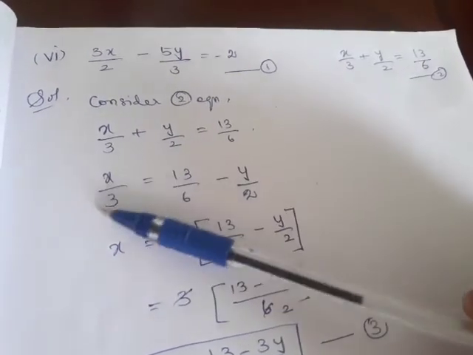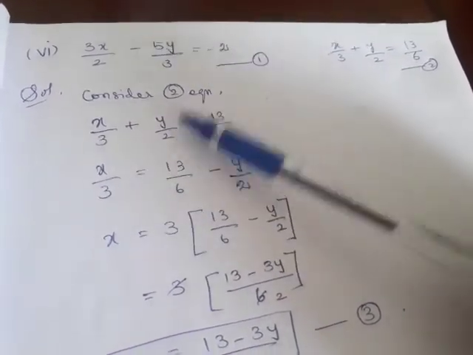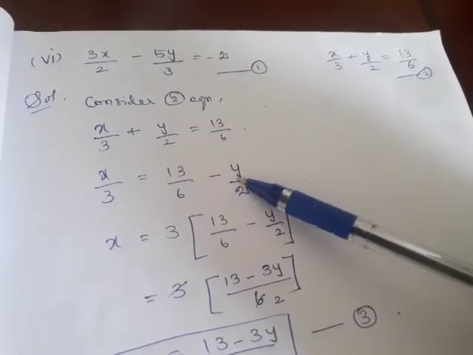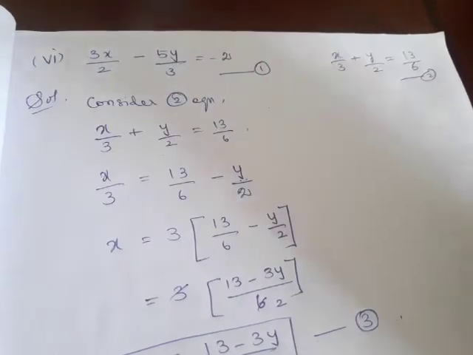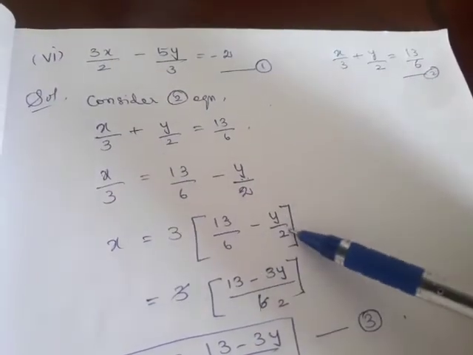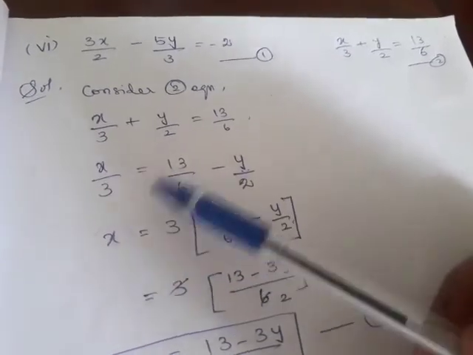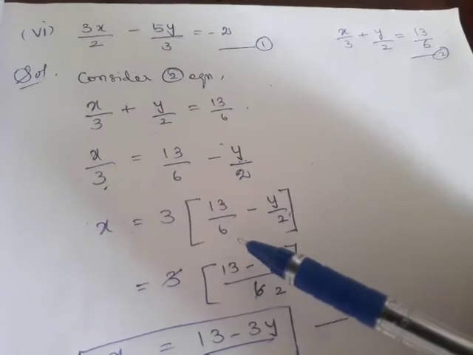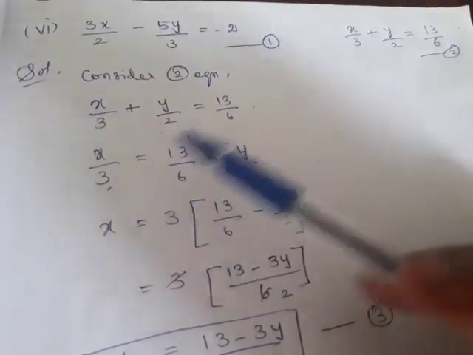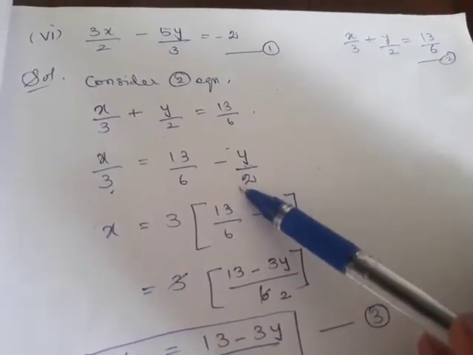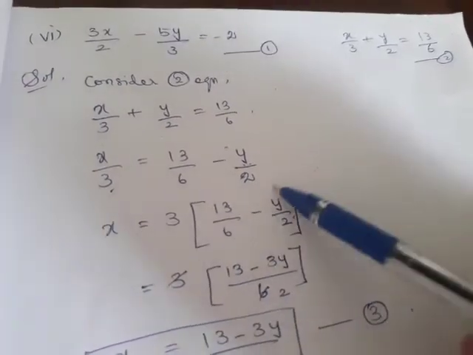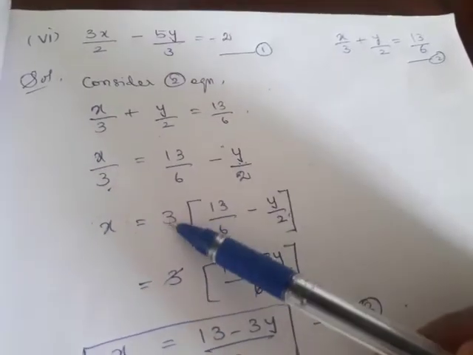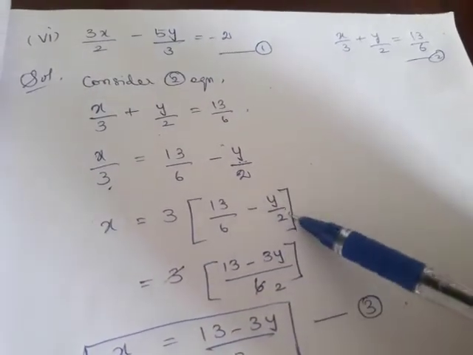Now I am interested in finding the value of x. So I brought this y by 2 to the other side. Plus y by 2, if I bring it to the other side, will become minus y by 2. Now 13 by 6 minus y by 2. We are interested in only x, right? So bring this 3 also to the other side. These steps you have to do carefully. This 3 is common for the entire term on your right hand side. So put your brackets. If you miss out these brackets, the entire calculation will go wrong. So 3 into 13 by 6 minus y by 2.